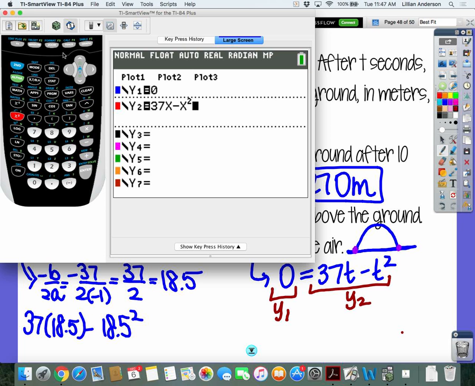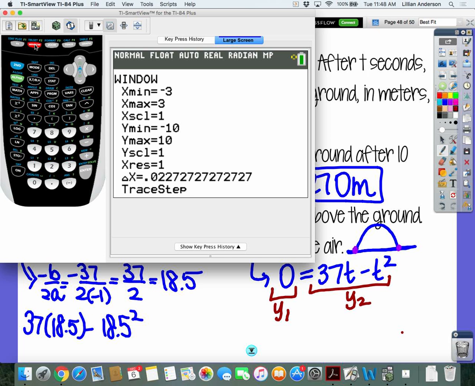We might have to open up our window some, because what's the highest that it goes? It was like 340, right? So I have to open up my window so I can see it. My y max, I'm going to put it at like 345 so I can see the top. And then I definitely think it's going to take more than 3 seconds. What's a good x max? 30. Let's do 30.